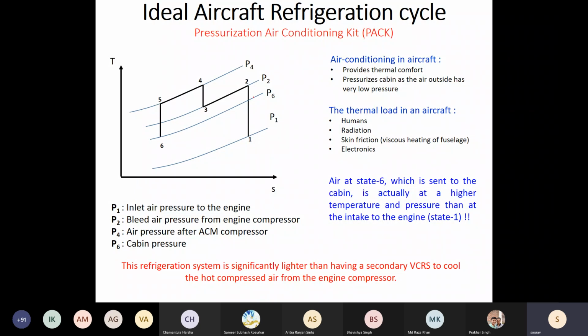So this is the entire process drawn on the TS diagram. So you have various isobars like this. So this P1 is the pressure which is available at the inlet to the engine. P2 is the pressure at which you are bleeding the air from the engine. Okay. Then it undergoes this isobaric cooling in the heat exchanger. Then we further compress, then again cool isobarically, and then we finally expand it. And this P6 is the cabin pressure.